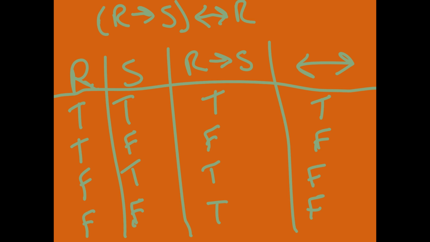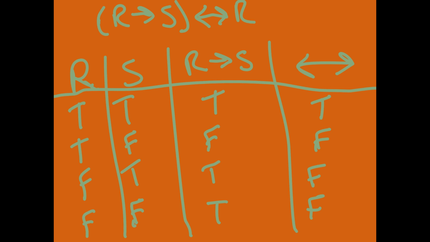We can have R as true and S as true. We can have R as true and S as false, R as false, S as true, and R as false, S as false. So now that we've broken down our component statements, let's look at a bigger chunk of it. So we have if R then S. So this is just a conditional.